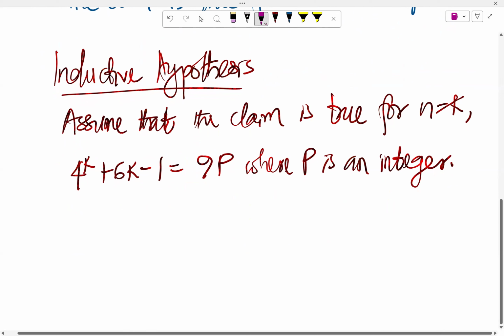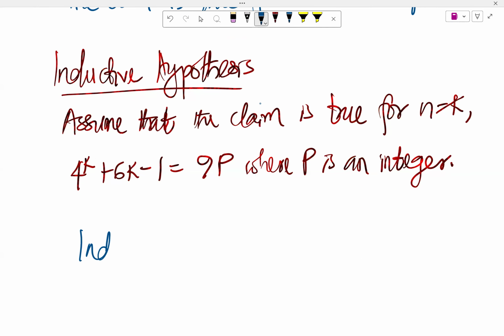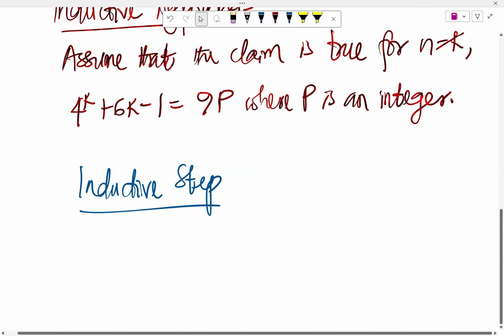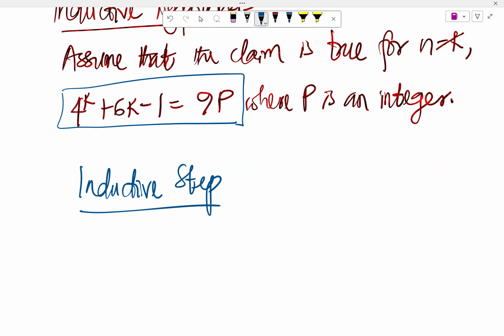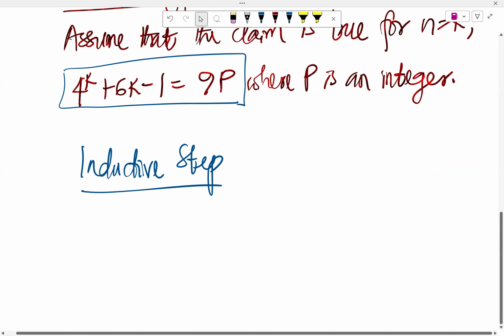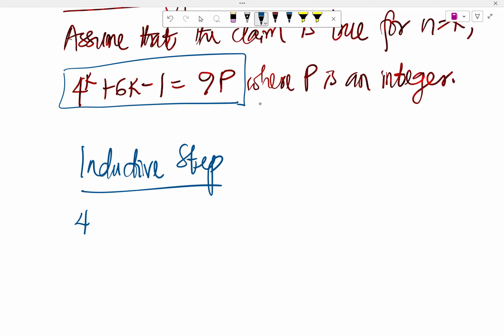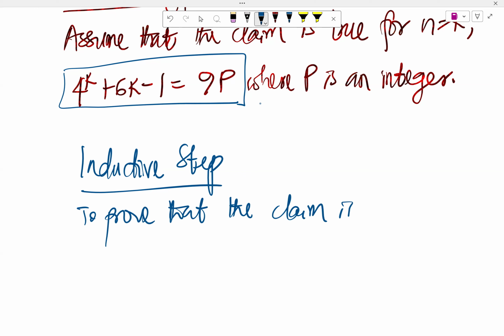And then we move on to the inductive step, which is where we fight the last fight. Don't forget the inductive hypothesis is always useful when it comes to the inductive step. You always need to keep your eye on it because it may be what will save you when you get stuck. For the inductive step, we want to prove that the claim is true for n equals k plus 1.